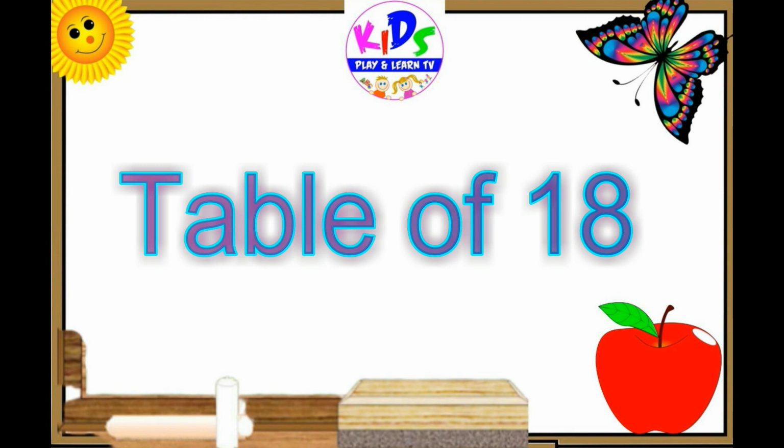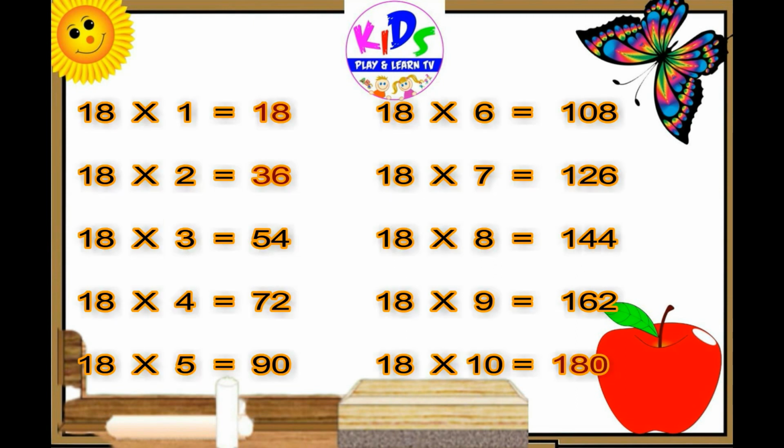Hello, let's learn the table of 18. 18 ones are 18, 18 twos are 36, 18 threes are 54, 18 fours are 72, 18 fives are 90, 18 sixes are 108, 18 sevens are 126, 18 eights are 144, 18 nines are 162, 18 tens are 180.